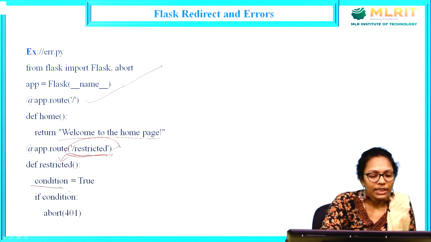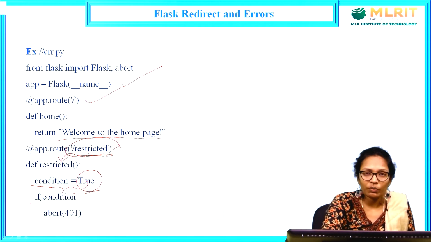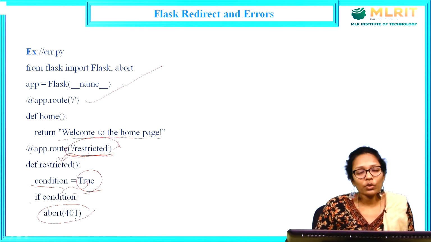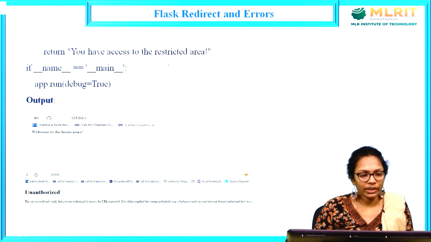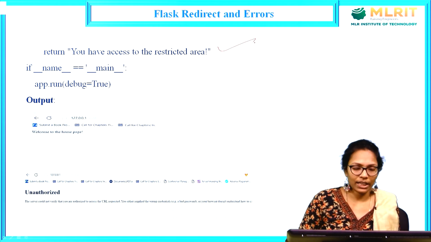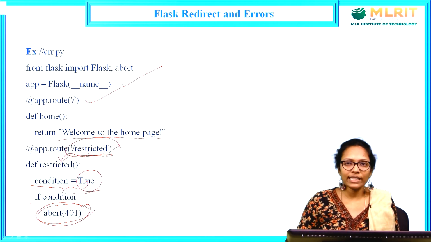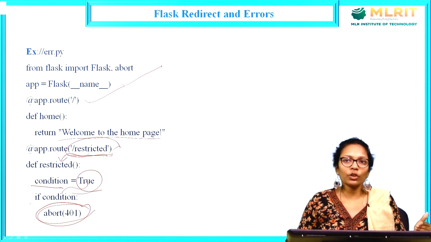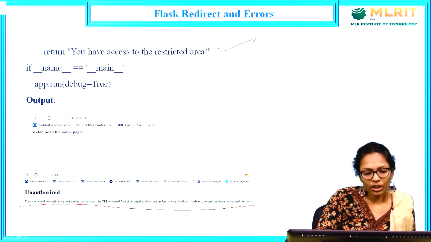Here I'm making the condition value true, so by default the condition is true. If the condition value is true, obviously it will execute the function abort of 401. What is abort of 401 actually? It is unauthorized access. So we will get the information about the unauthorized access. Otherwise you're simply returning a message, "you have access to the restricted area". It will also give what this abort of 401 is. 401 is actually unauthorized access. You are trying to access some unauthorized location. So this is the information you are getting.